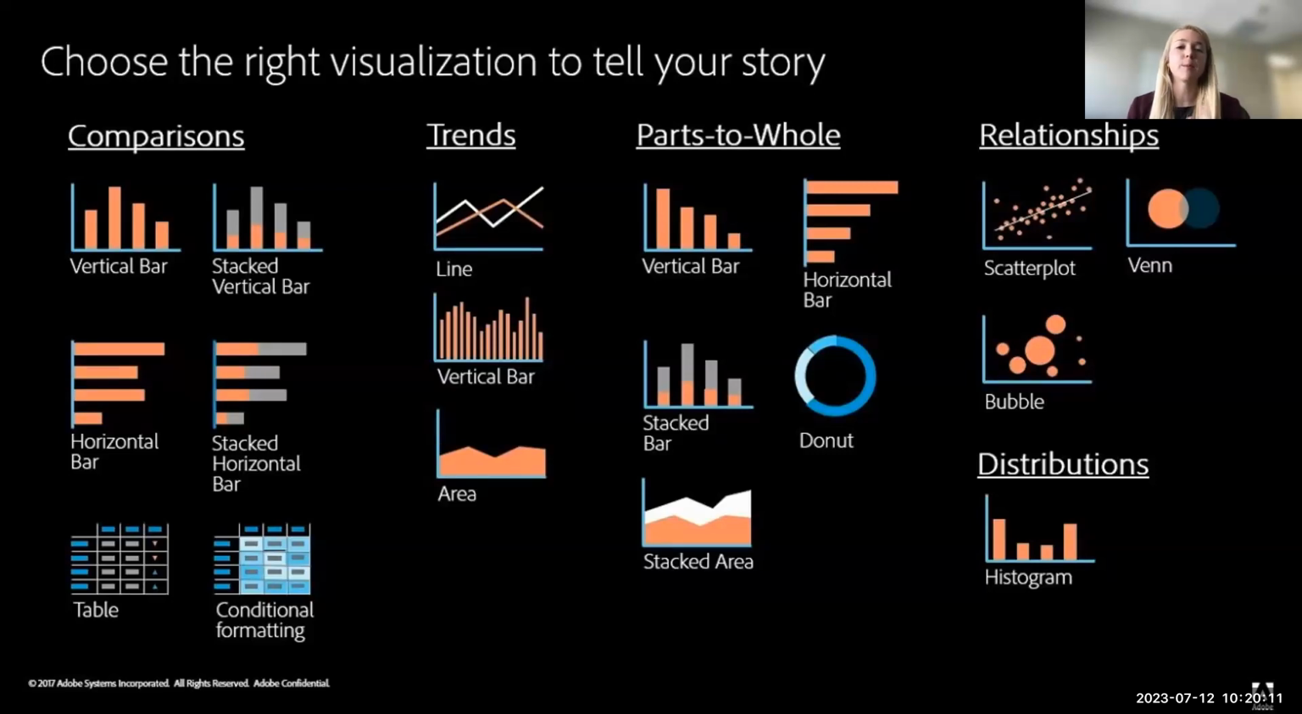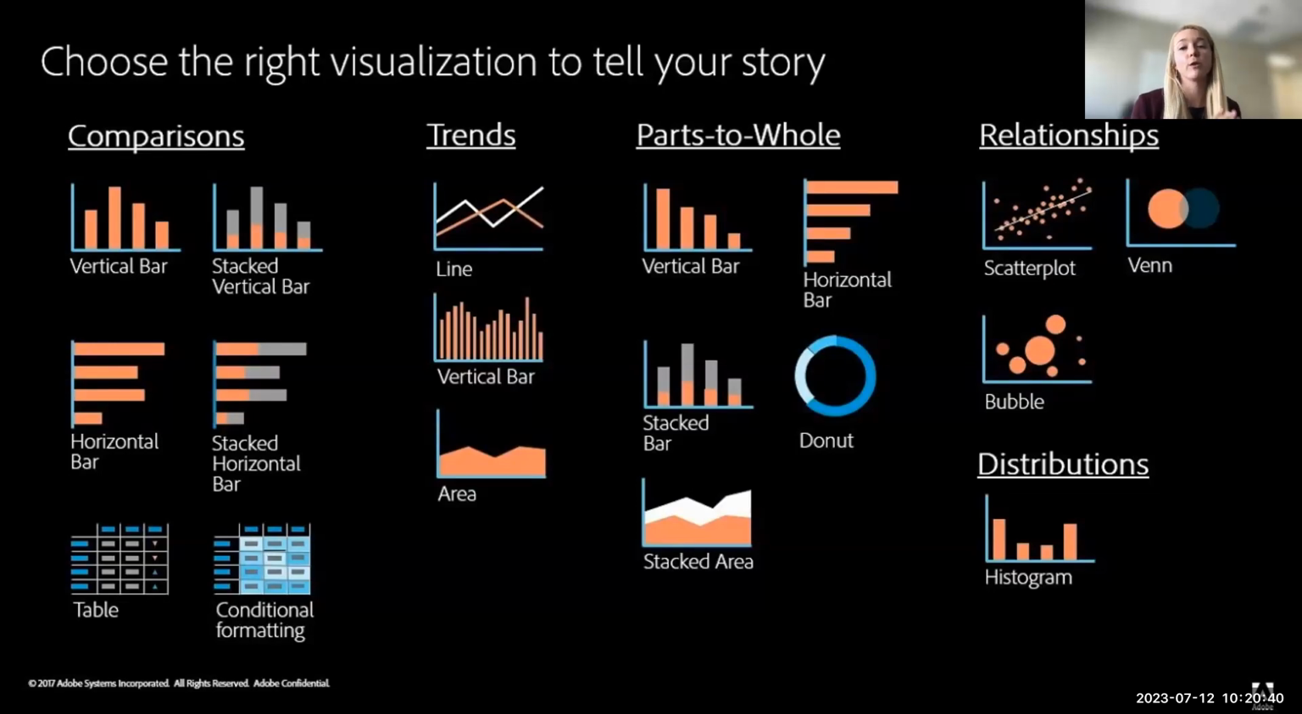So things like bar graphs, tables, and conditional formatting work really well for comparisons within your data. Trends over time typically use things like line charts, bar charts, area charts. All of those are great for trends over time. Part to whole evaluations are good with different things like bar charts, donut or pie charts, and stacked area charts.